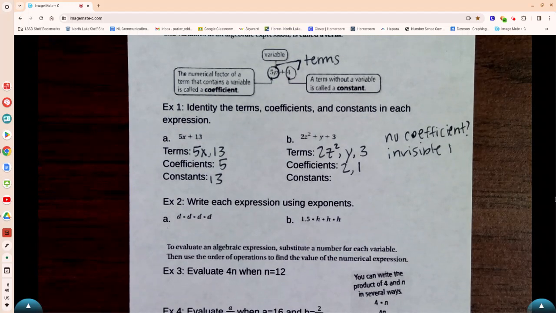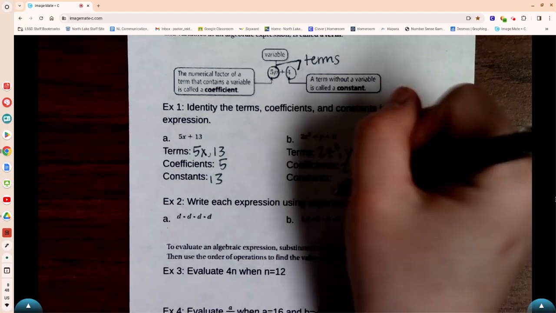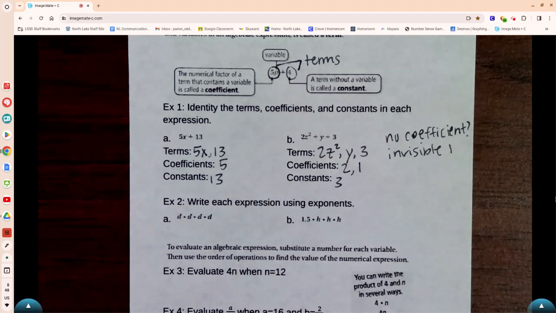There is a constant in this expression. Not all expressions have constants, but this one does. What is the constant in this expression, Farhan? 3. That's the number that's all alone. It's got no x, y, z attached to it.